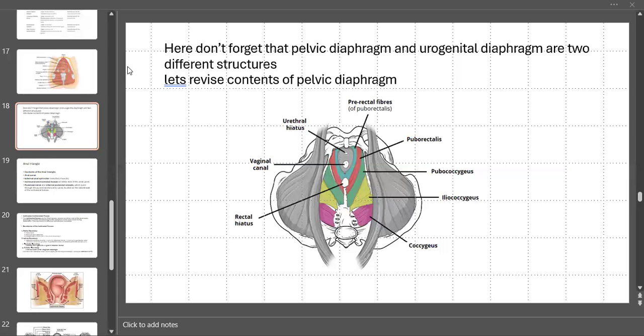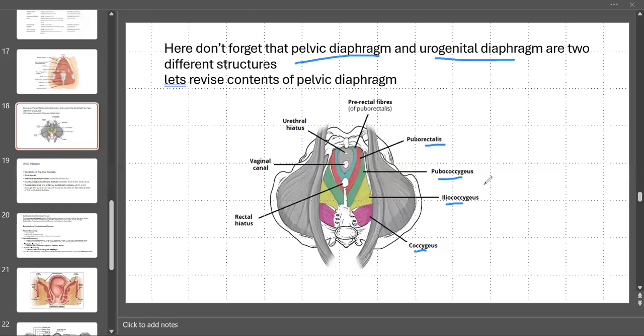Again, I'm revising this point because this is very important: the pelvic diaphragm and the urogenital diaphragm are two different structures. So the pelvic diaphragm, again, we are revising. Very colorful, very nice picture. You have coccygeus in purple. You have levator ani in three parts. The red one is puborectalis around the rectum. Pubococcygeus in green, and then we have iliococcygeus.